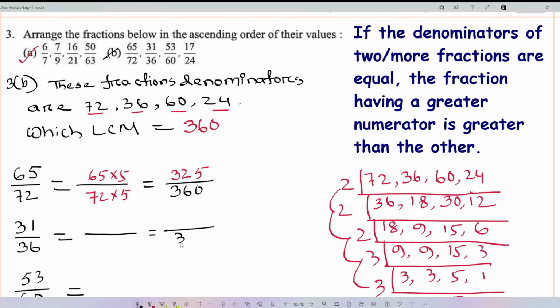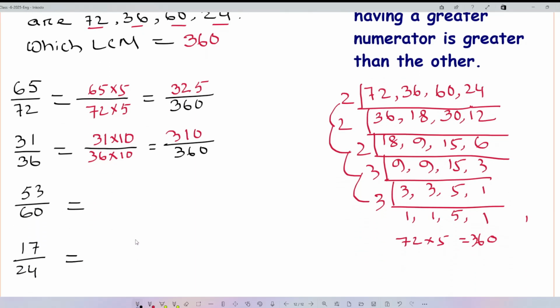Now here is also same 360, right? So we can write 36 times 10, it will become 360. So 31 times 10, here is 310, right? Now 360, so 60 times 6 is a 360, so 53 times 6, 3 times 6 is 18, 8, so 5 times 6 is a 30, 30 plus 1, 31, right?